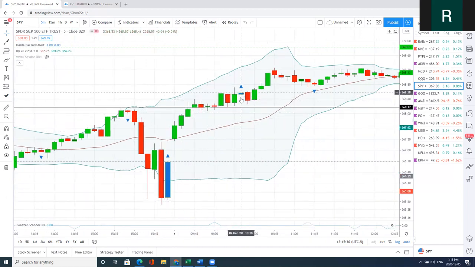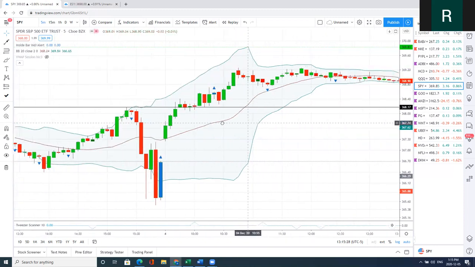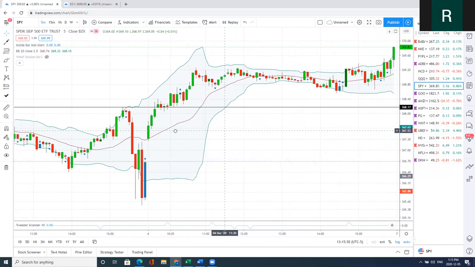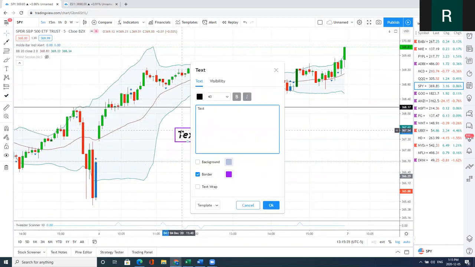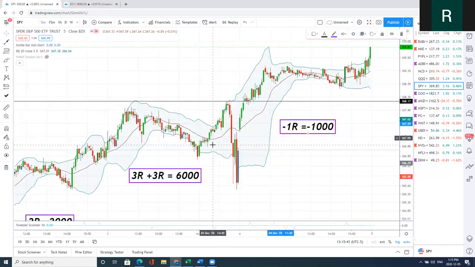But I called this out on Twitter for my followers. We have a nice hammer inside bar. So we just enter right above the high. And this candle doesn't fill you. The next candle does. And then that ends up being a very good play into the close. Look how beautiful that is. So on this day, minus 1R equals minus 1,000. Okay.